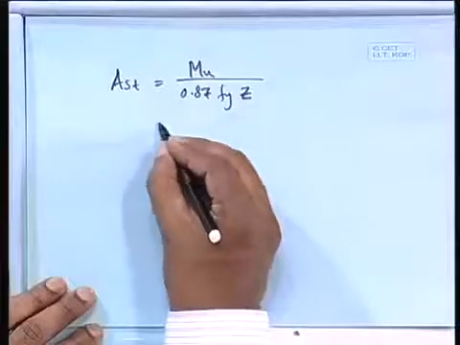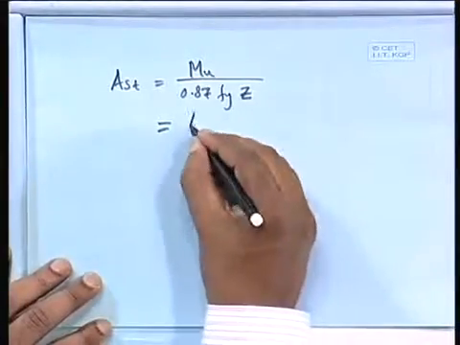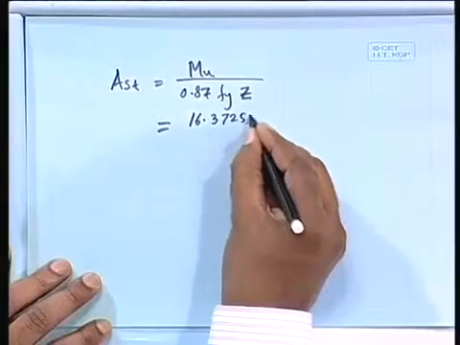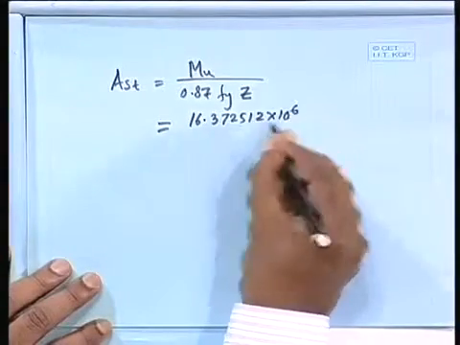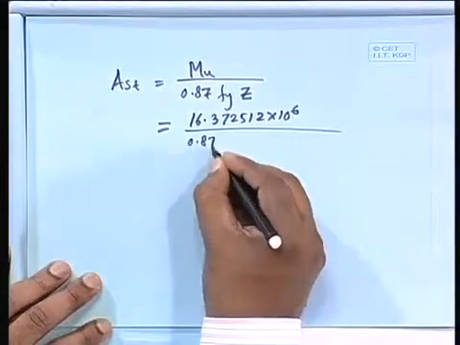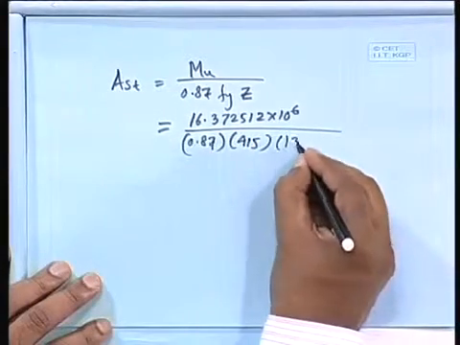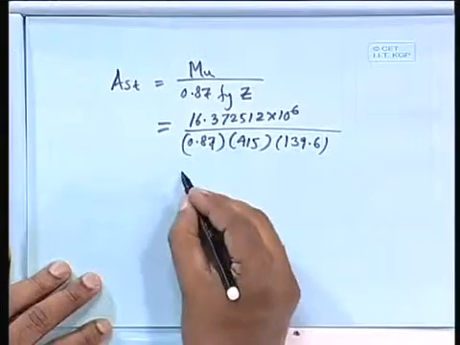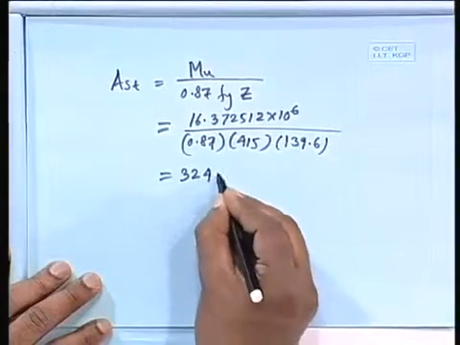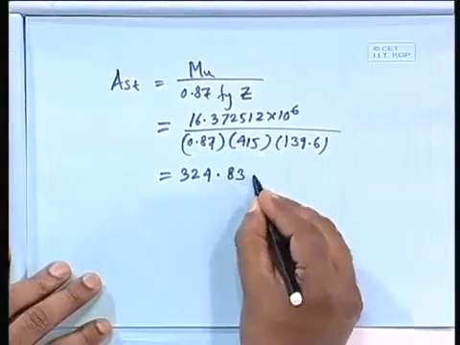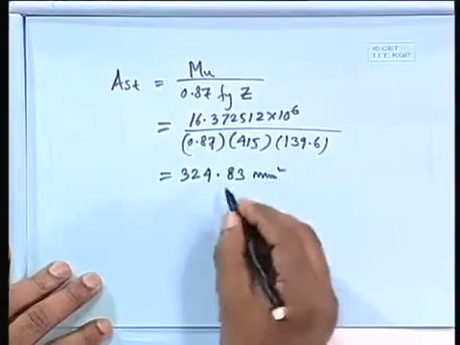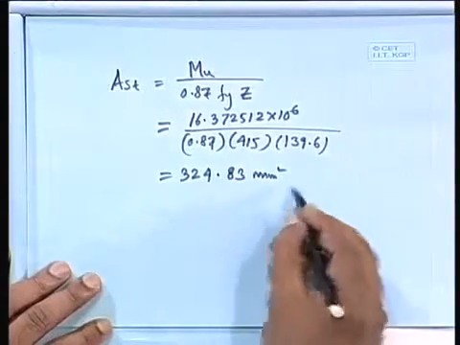So Ast equal to this much, so mu equal to 16.372512 times 10 to the power 6 divided by 0.87415 times 139.6, which comes as 324.83. I think we can ignore this portion 0.83. So we are getting this much.